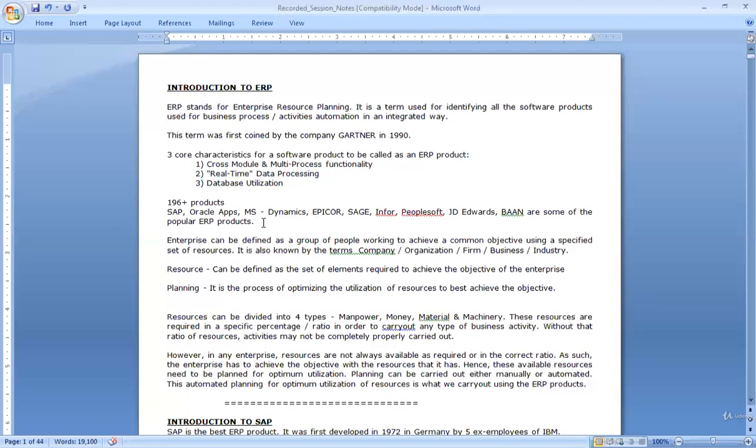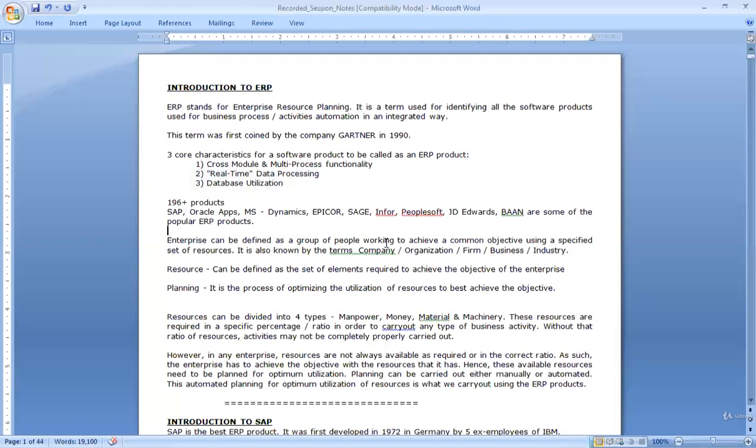So apart from these, there are products which are developed for single user applications that can be used by a single user. There are also products which are designed to work only online or free to use. So lots of different types of products are there in this 196 plus. For the full list, you can go to Wikipedia and check out the article on ERP Enterprise Resource Planning. Within that article, you have a link to the list of the ERP products.